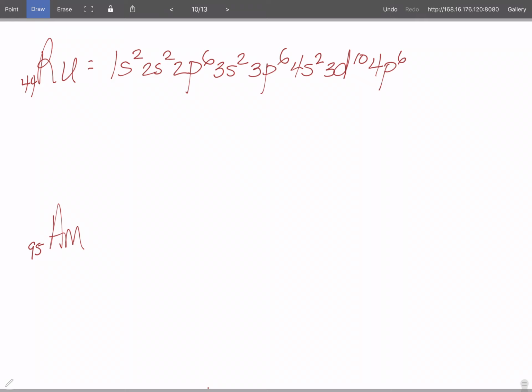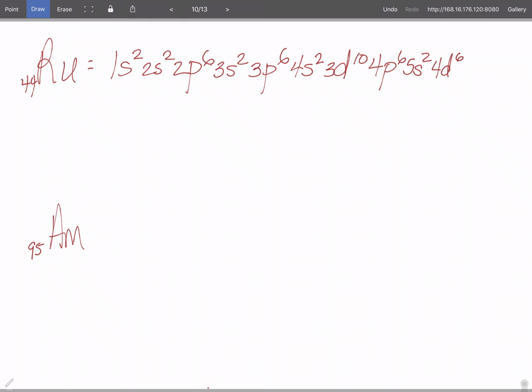And ruthenium is in the next row, so it's 1, 2, 3, 4, 5. I always have to keep counting. 5s2. And then we go down to the 4d. How many d's? 1, 2, 3, 4, 5, 6. So 6 d's. So quick double check. We have 10, 12, 18, 20, 36, 38, 44. So we have 44 electrons.